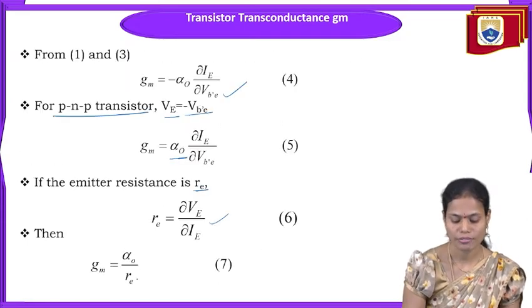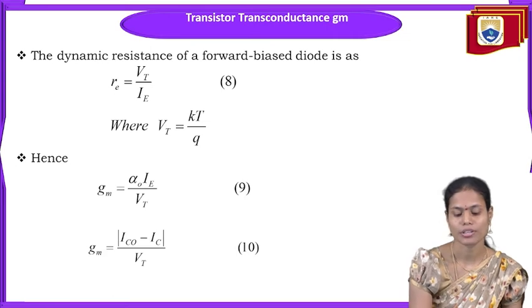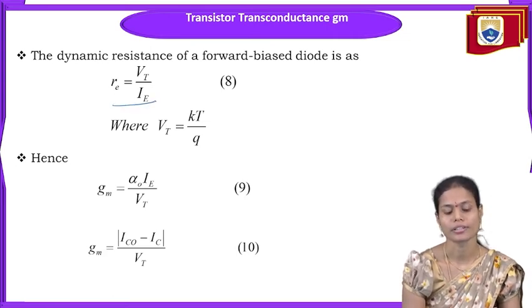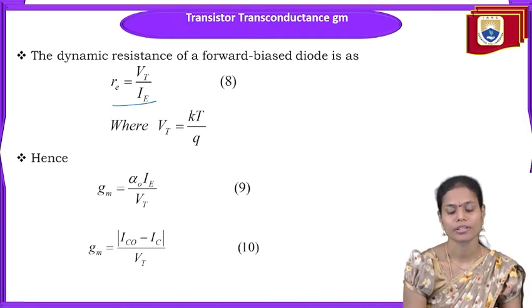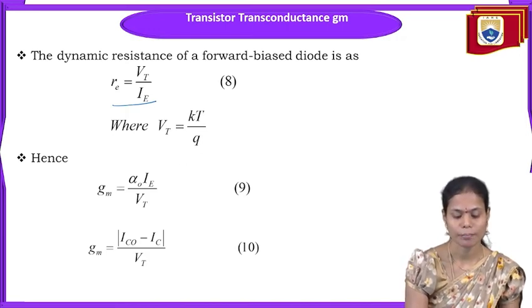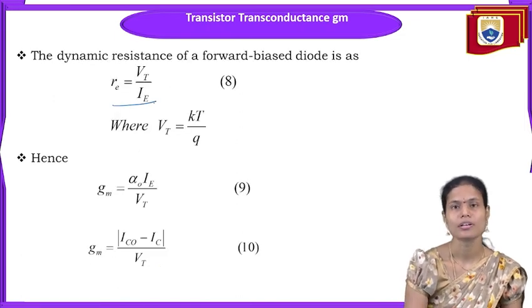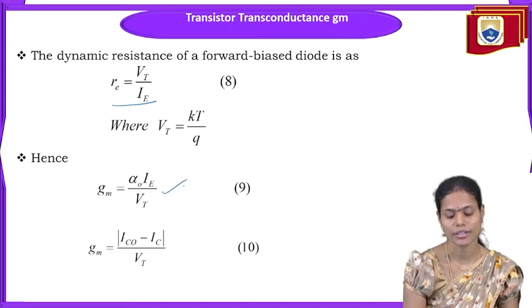Next we need to find the RE value to find the overall transconductance. The dynamic resistance of the forward biased diode is RE equal to VT by IE, where VT is the voltage equivalent of temperature, divided by the emitter current. How can we calculate this voltage equivalent of temperature? It is by using kT by Q, where K is the Boltzmann constant, T is the temperature, divided by the charge of the electron Q. So from this we can write Gm equal to alpha naught IE by VT. Why? Because we are substituting the value of RE, which is VT by IE. After substituting, we get alpha naught IE by VT.